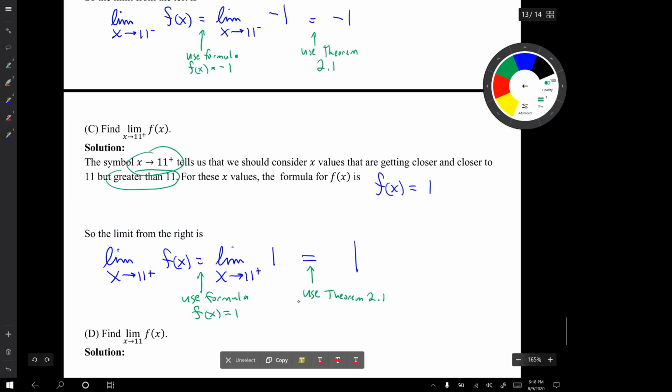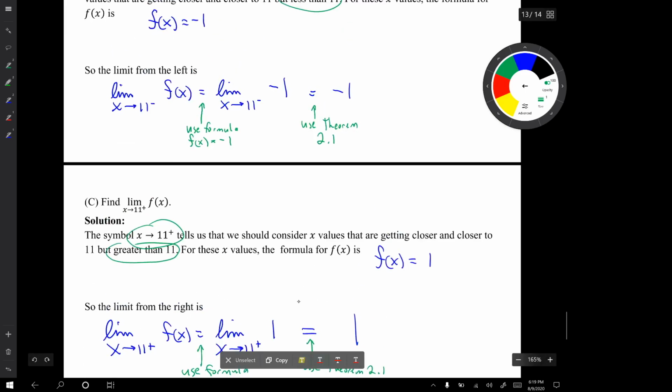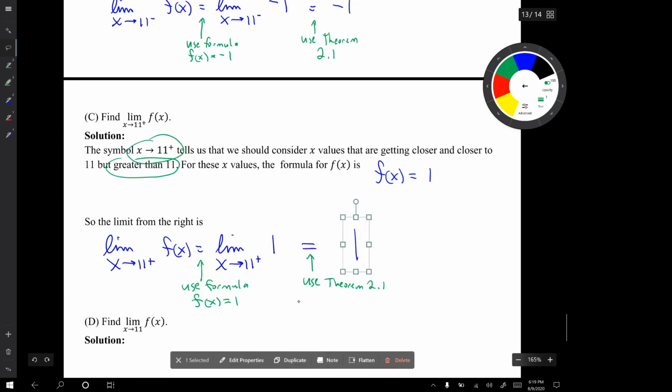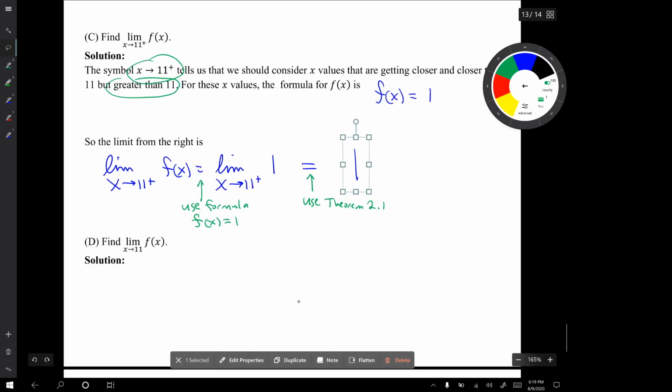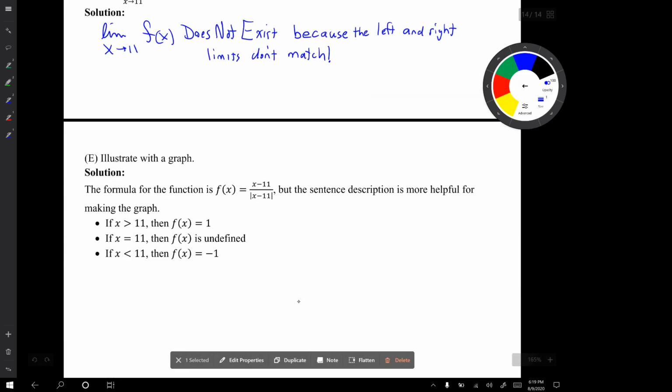All right, now question D says find the two-sided limit. Well, notice that in question B, we found that the limit from the left was -1. In question C, we found the limit from the right is +1. So in question D, our answer is easy. Now, finally, illustrate with a graph.